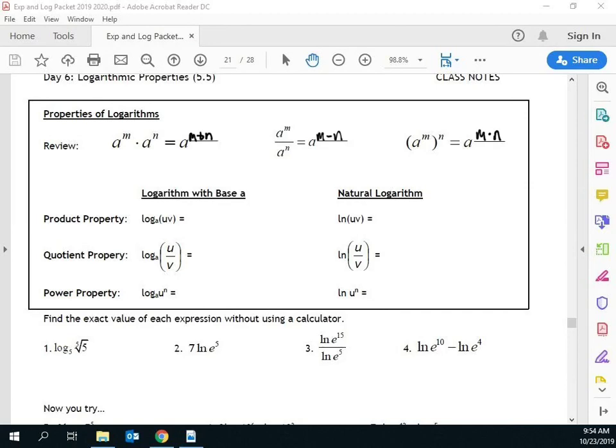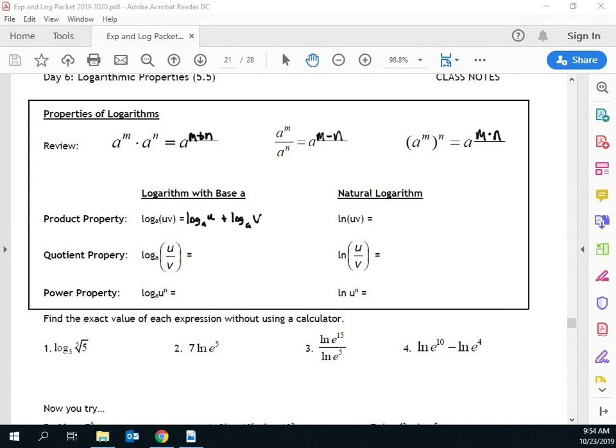So look at the log base a of u times v. Well, look up above it. What did we do with those exponents when we were multiplying? We added them. So that's exactly what we're going to do. We're going to break this up: log a of u plus log a of v. You can split it out. And vice versa. So if I have two logs with the same base and I'm adding them together, you can combine them and multiply the arguments. That's what this is saying.